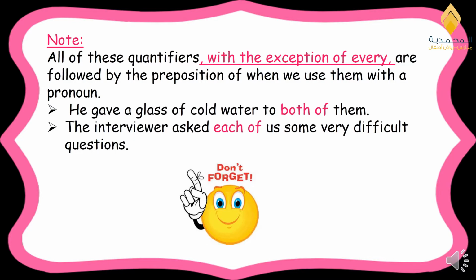Okay, so I want you to know that you can put of with all the quantifiers except every when you are using a pronoun after them. Let's look at the second example. The interviewer asked each of us some very difficult questions. So here we can use of with each when it is followed by any pronoun. Here we have the pronoun us. Clear? So this is important information you have to know.